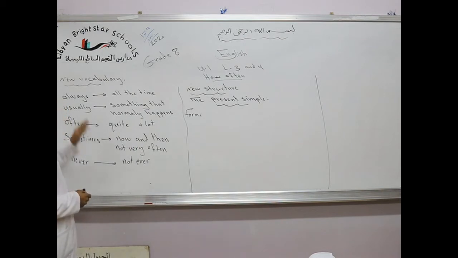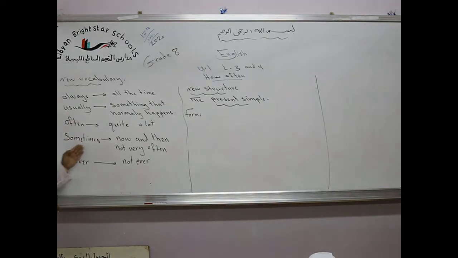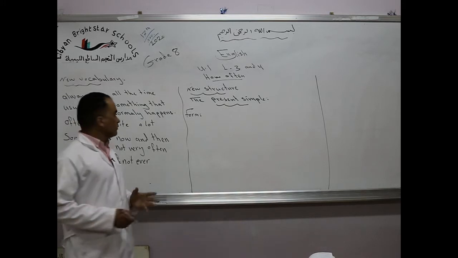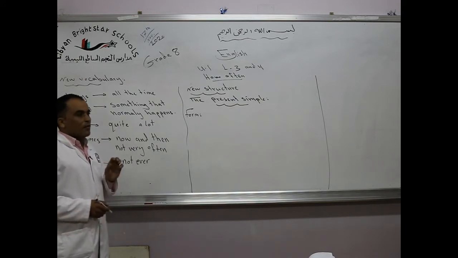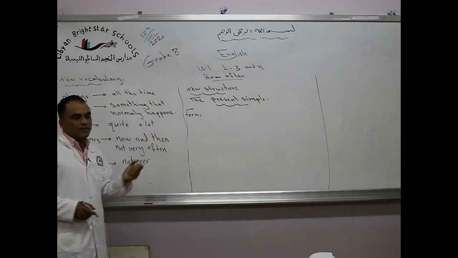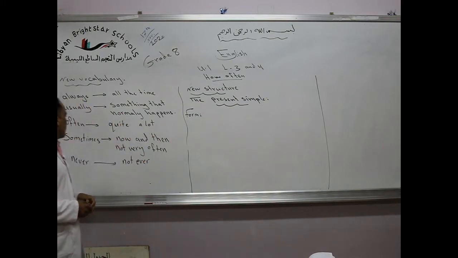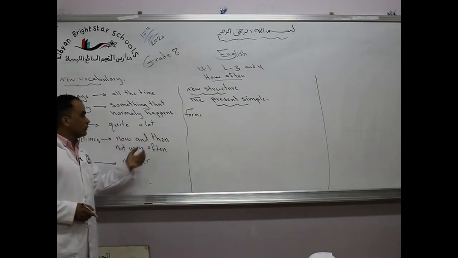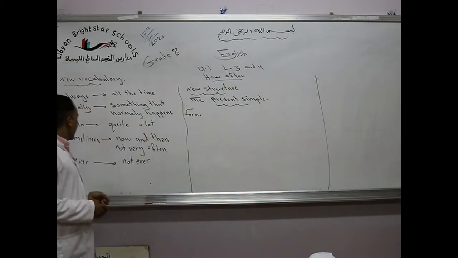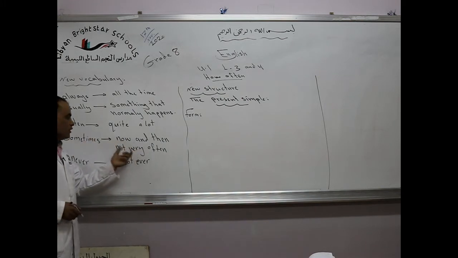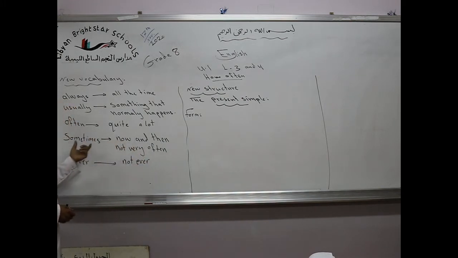New vocabulary: always, usually, often, sometimes, never. Always means all the time. Usually means something that normally happens. Often means quite a lot. Sometimes means now and then, not very often.